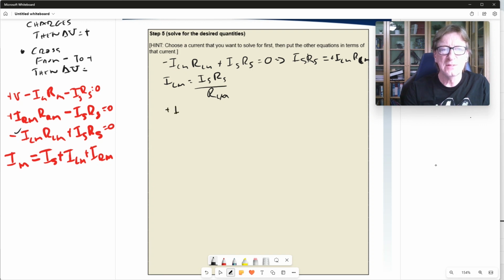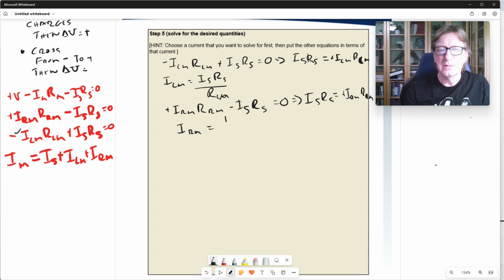And this time I've got positive I right motor, resistance right motor, minus I sensor, R sensor equals 0. Again, I'm going to solve this for the right motor. So I get IS RS, move that to the other side, equals positive I right motor, R right motor. And so I right motor is equal to IS RS over R right motor. And so now I've used this one. Remember, I can only use each equation once.